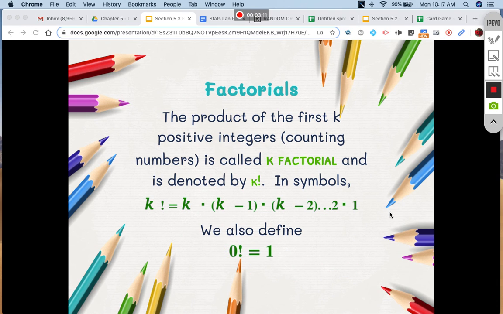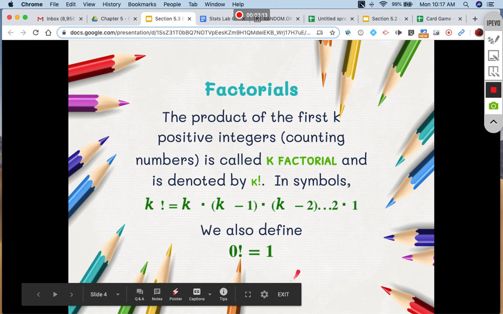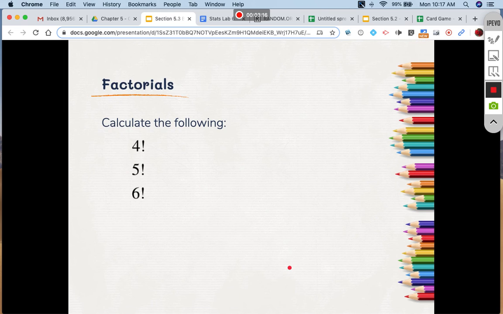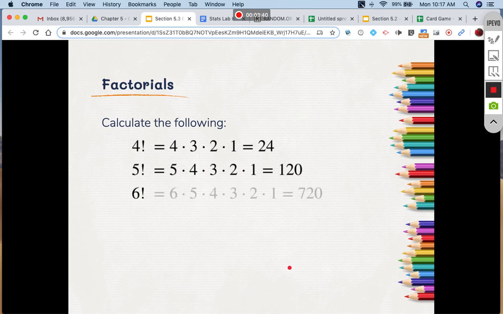So, give that a try with these problems. Pause the video if you need to, but find these 4 values. So 4 factorial, 4 times 3 times 2 times 1, 24. 5 factorial is 5 times 4 times 3 times 2 times 1. And 6 factorial is 6 times 5 times 4 times 3 times 2 times 1.